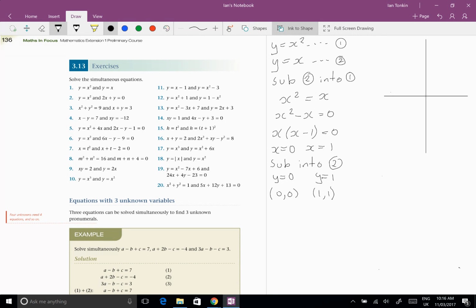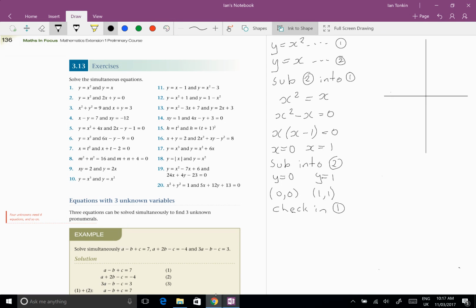Now, we should check these. So we'll just check them. Something's happened to my line. So we're back, we're back on. And we'll check them in. Now, because we got them from equation number 2, we'll check in equation number 1.